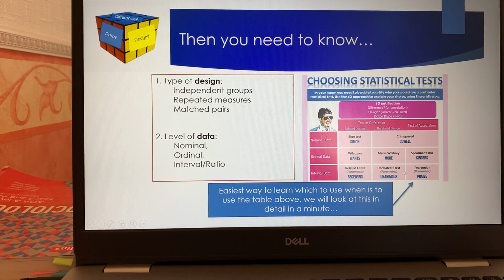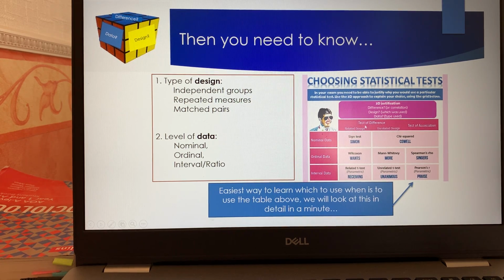So I have this on Show My Homework separately. You can print it out and put it up. So for your exam you basically have to learn this. And I have a little acronym to help you. Simon Cowell wants more singers receiving unanimous praise. Or there was another one, Swede. Oh, I can't remember. There's one in the textbook that you can use as well. So the easiest way to learn it is through the acronym, through NOI down the side, then related, unrelated, association.